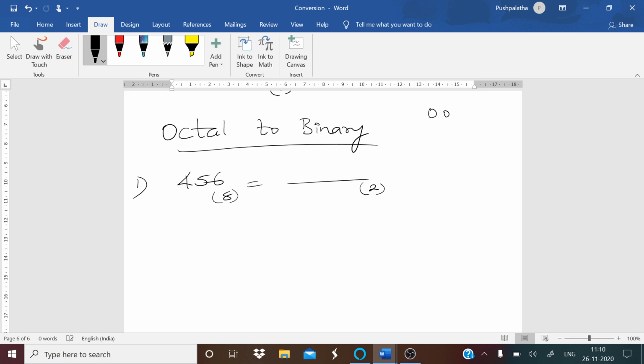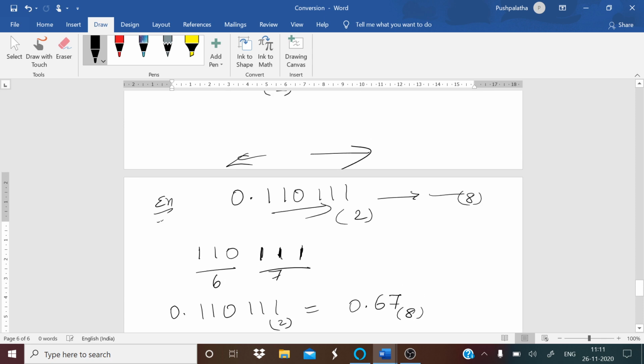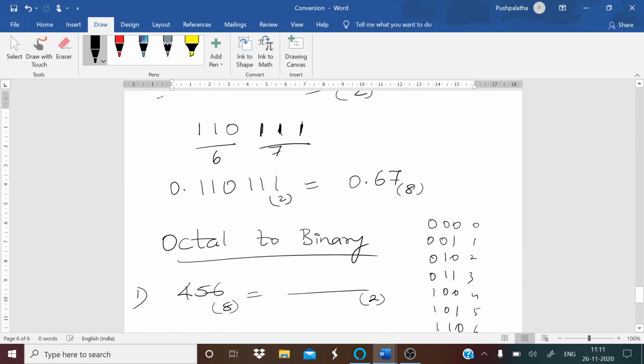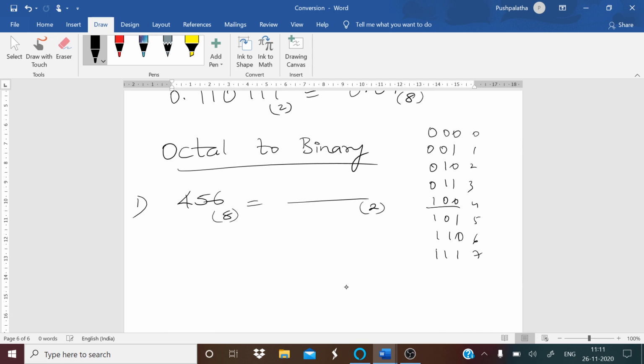As we said, you write this table: 0 is 000, 1 is 001, 2 is 010, 3 is 011, 4 is 100, 5 is 101, 6 is 110, 7 is 111. These are the numbers you had. Now, 4 is represented as 100. What is 5? 101. What is 6? 110. Finished. You have represented it in binary. Is it not easy? That is why we call this a shortcut method.